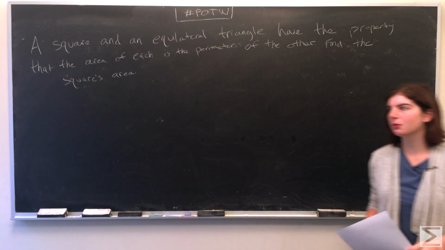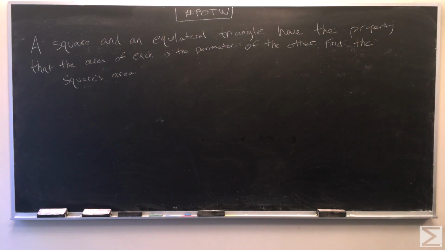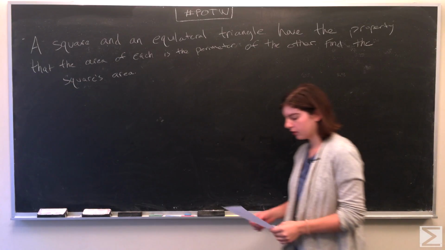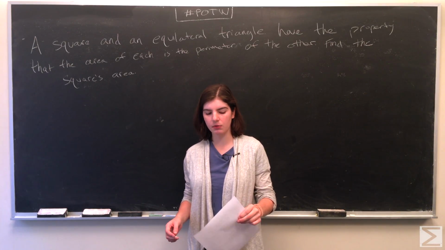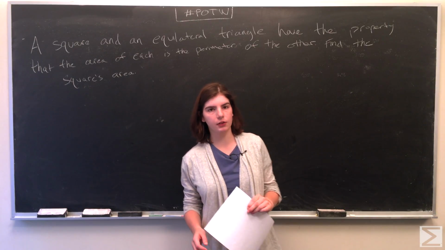This week our problem is: a square and an equilateral triangle have the property that the area of each is the perimeter of the other. Find the square's area. All right, so we'll let s denote the length of the side of the square and t be the length of one of the sides of the triangle.